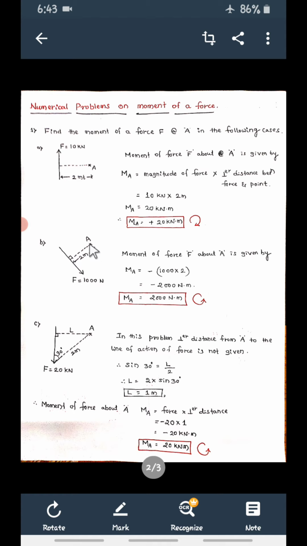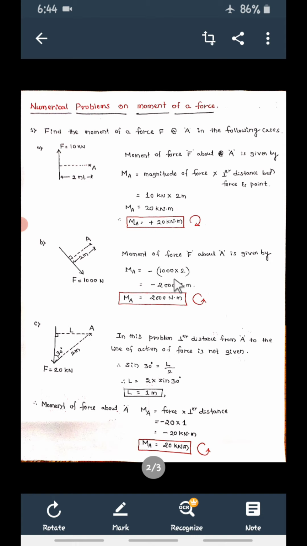Now with reference to A, you have to note down whether this is clockwise or anti-clockwise. See, with reference to A, this is going to rotate anti-clockwise. So anti-clockwise means minus. First you have to write down plus or minus depending upon the rotation. If it is rotating clockwise, write plus. If it is rotating anti-clockwise, minus. Now with reference to A, this is going to rotate anti-clockwise. It is minus. Force is 1000, so minus 1000 into perpendicular distance between this force and A, which is 2 meter.